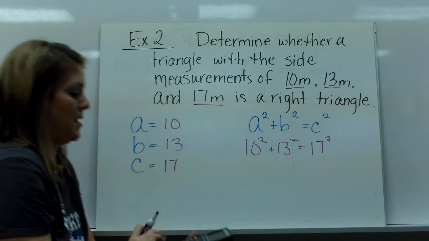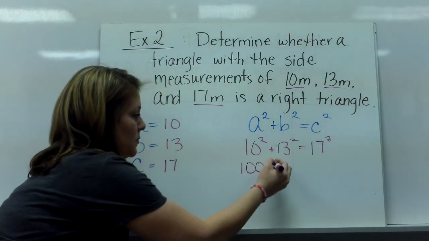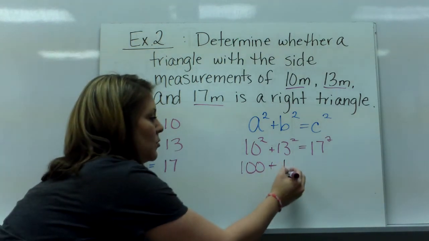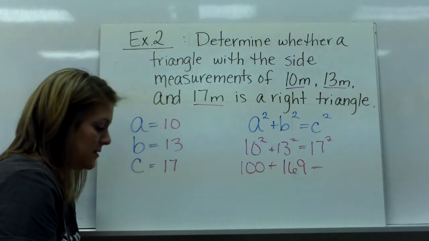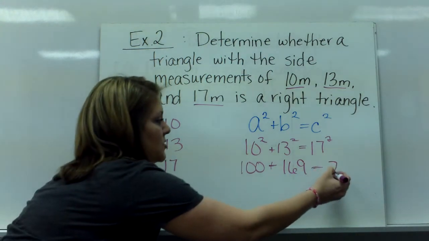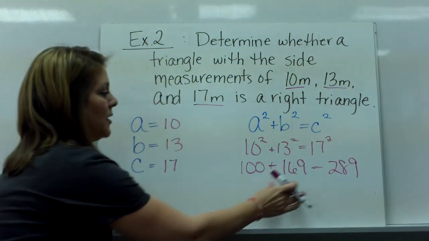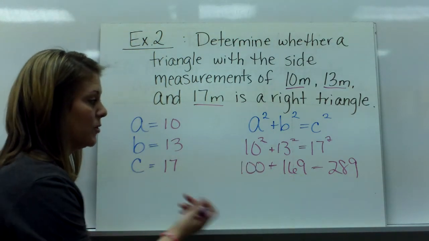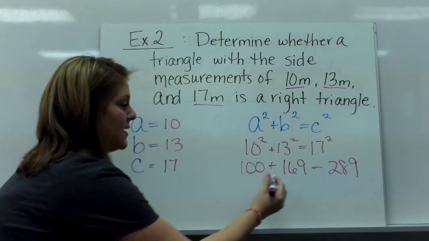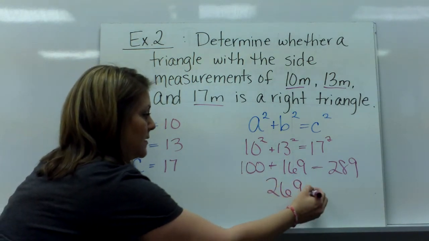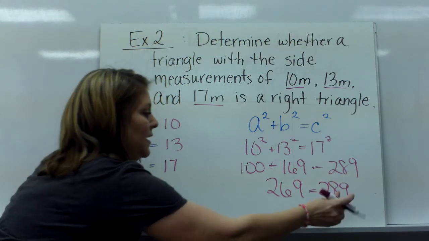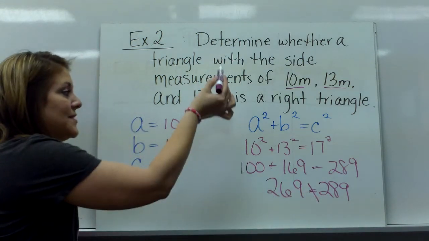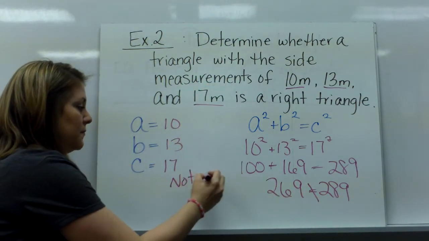So we're going to go ahead and do the math. 10 squared, of course, we know to be 100. 13 squared, just going to check the math, is 169. And 17 squared is going to give us 289. Now we're going to add our two sides, or legs squared. 100 plus 169 is 269. That does not equal our c squared, which is 289. So it's not equal, which means this is not a right triangle.